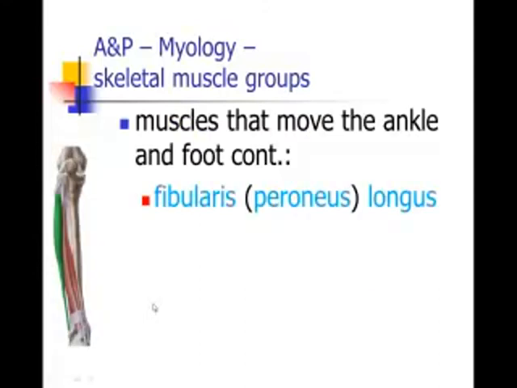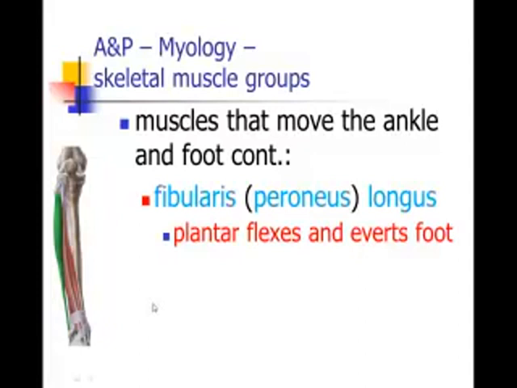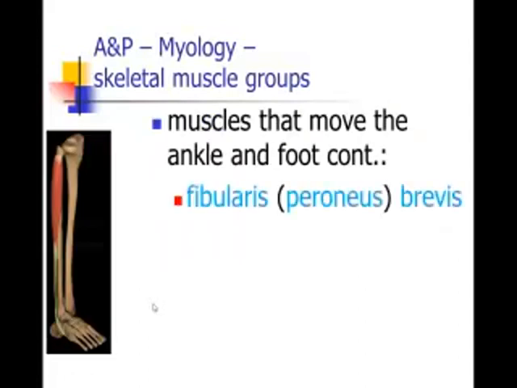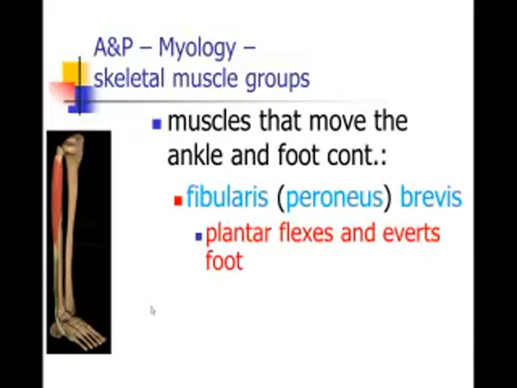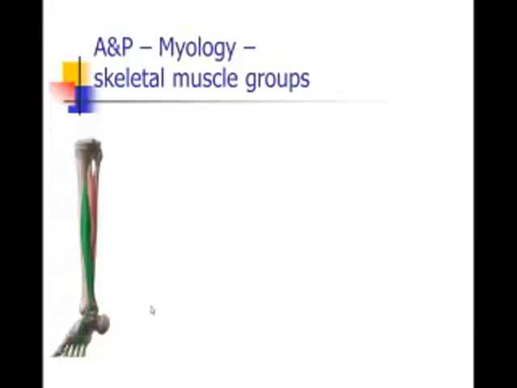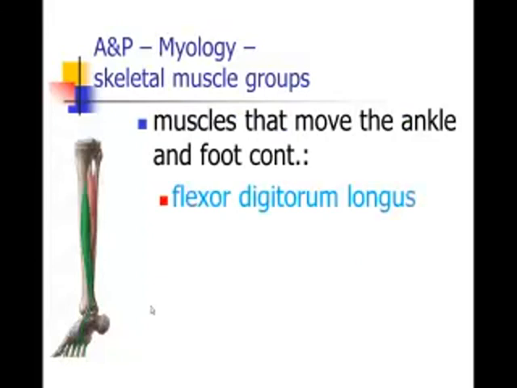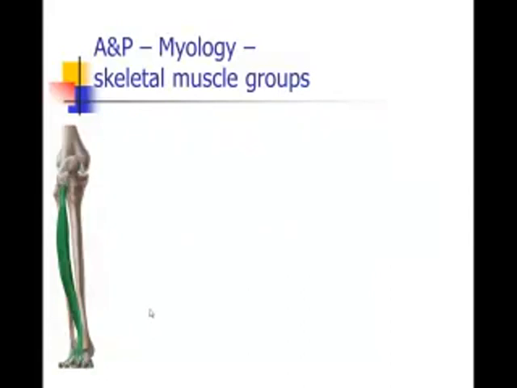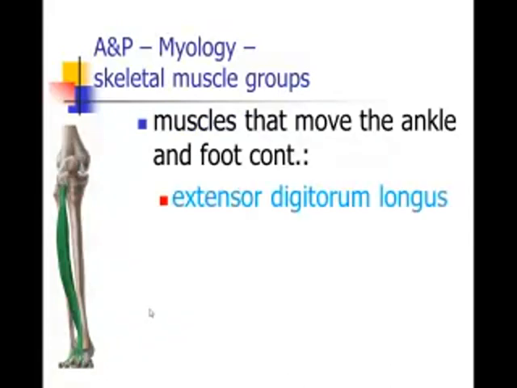And then we have fibularis or peroneus longus. This is going to plantar flex and evert the foot. And we have fibularis brevis, which plantar flexes and everts the foot. They're going to the lateral side. Eversion of the foot is when the soles of your feet go away from each other. And then we have flexor digitorum longus, going to flex the toes, as the name would imply. And we have extensor digitorum longus, which is going to extend the toes.